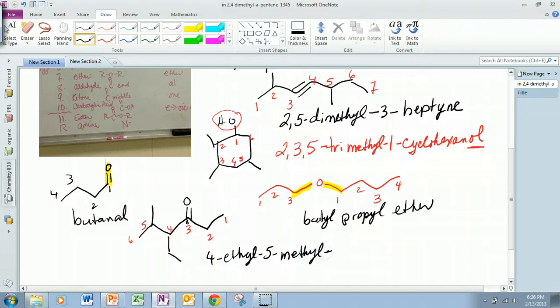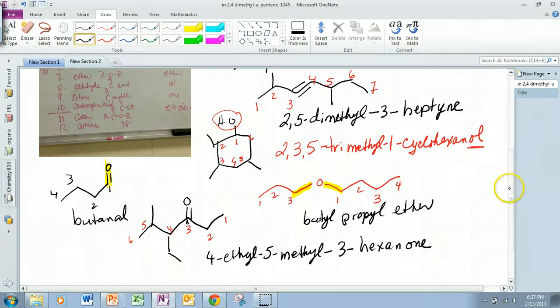And I do need a number for that oxygen carbon double bond to know where on my chain to put it. It could be on 2 or 3. And so this would be 3, and then hexane, and then we change the final E to ONE, hexanone.